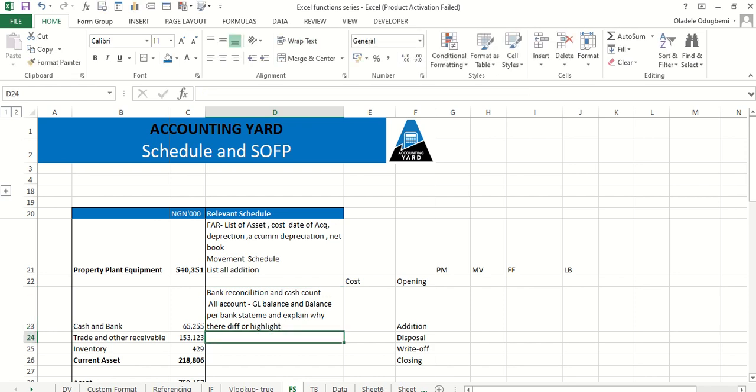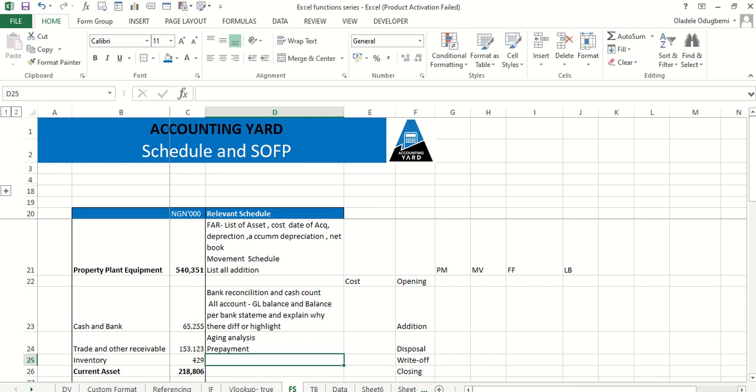Your trade and other receivables. For your trade debtors, your aging analysis is something you should have. If there's prepayment in your other receivables, you have your prepayment schedule. And for some other receivables, you have staff debtors. You can have a list of staff that owe the business money.